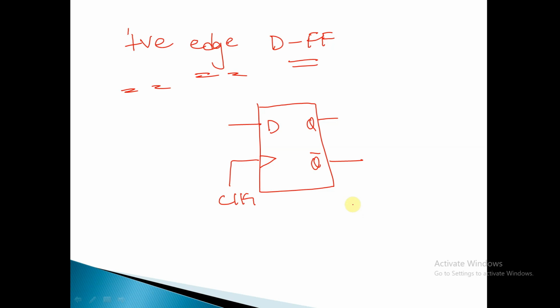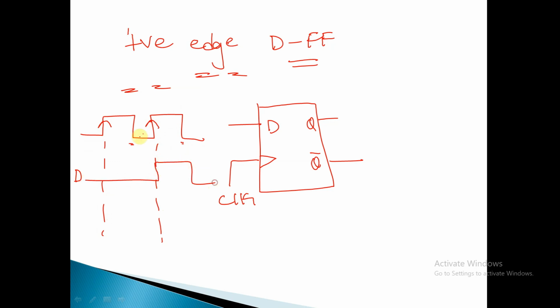So basically, a positive edge flip flop means whenever the input is applied at the positive edge, only then will it get sampled. Other than the positive edge, the input will not be sampled by the flip flop. Let's say this is your clock pulse, and this is your positive edge, and this is your negative edge. In this case D is your input, so whenever D is applied at the positive edge, only then will it be sampled by the flip flop.